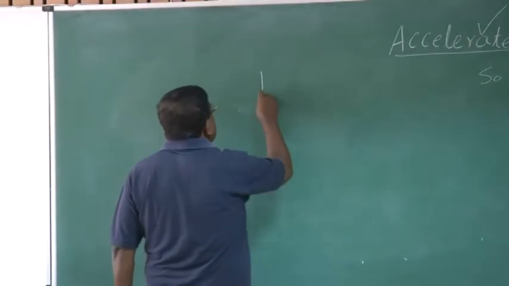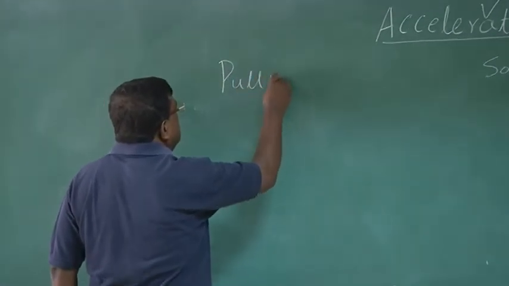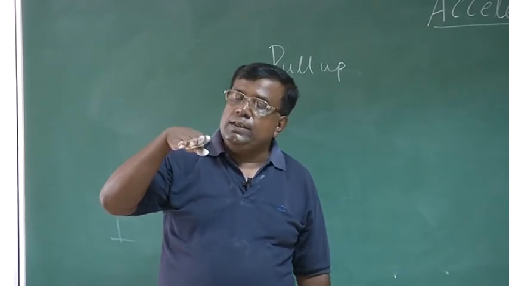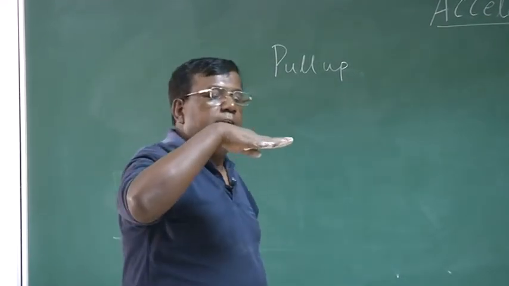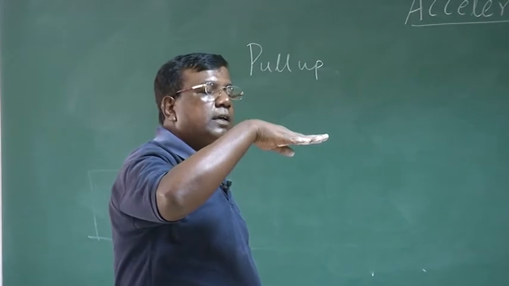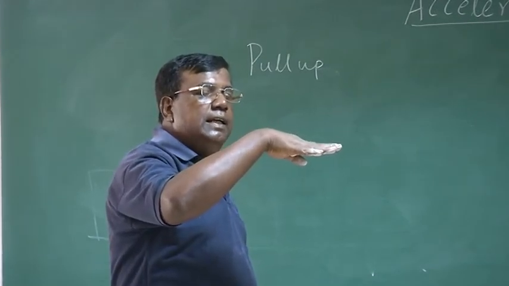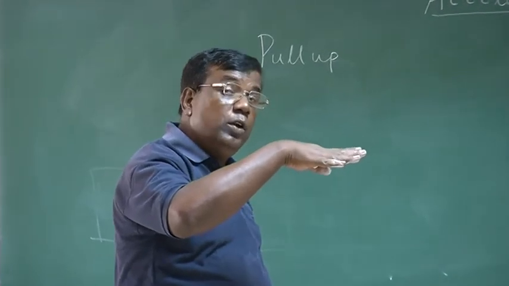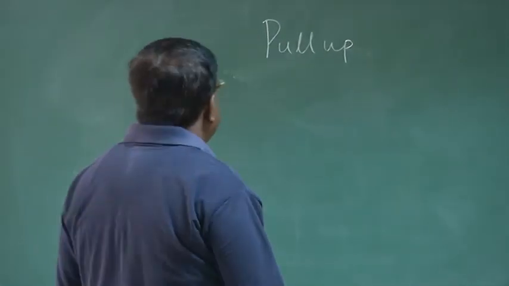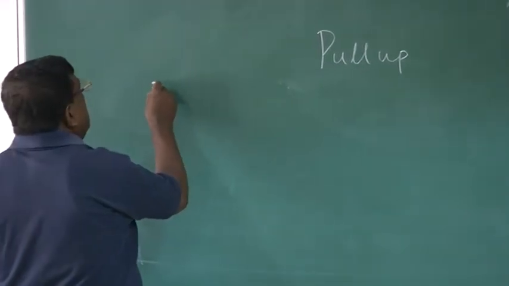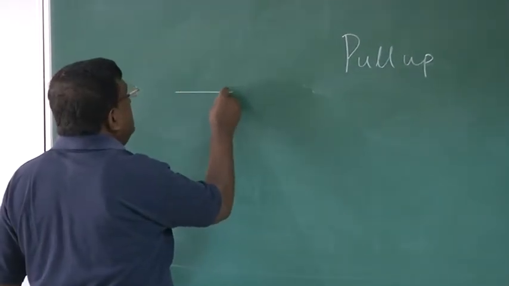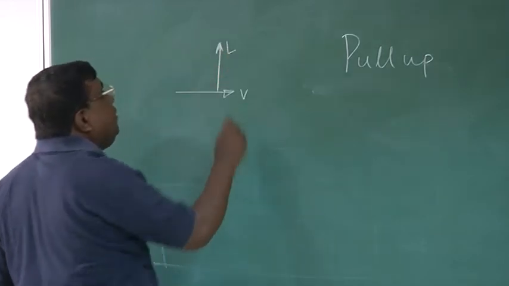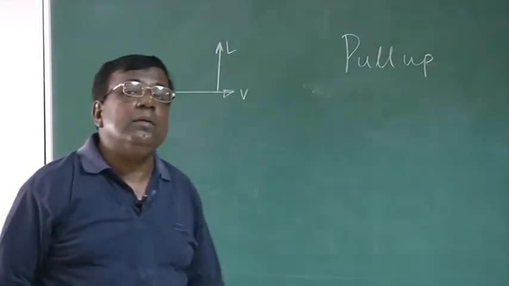Let us first discuss the pull-up. What is typically a pull-up? Assuming I am going like this, for your clarity, lift equal to weight, thrust equal to drag, and I suddenly increase the lift. So what will happen if I increase the lift, that is, lift is more than the weight? Please recall, we have agreed that lift is perpendicular to velocity. That is how we have defined lift.